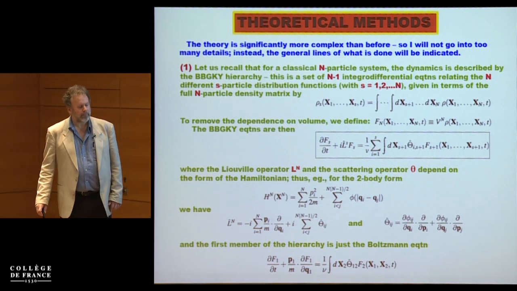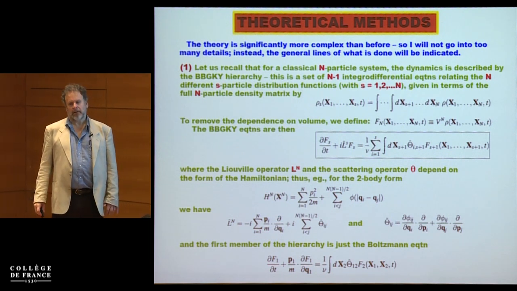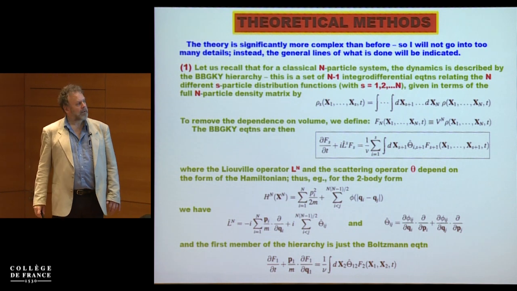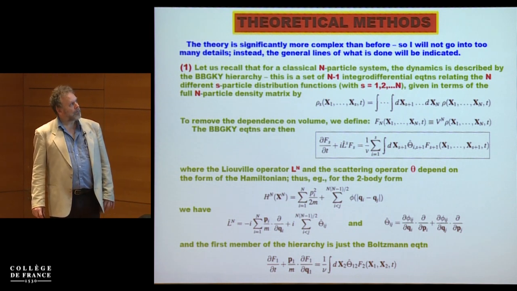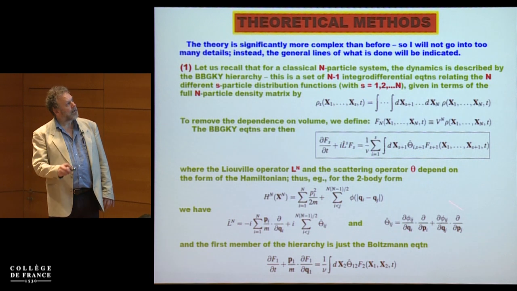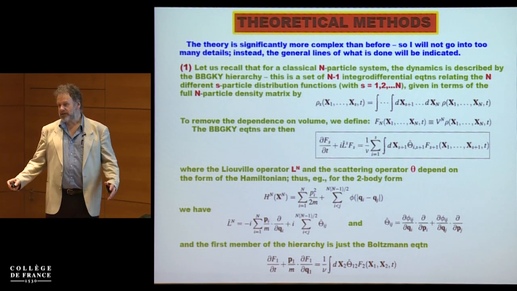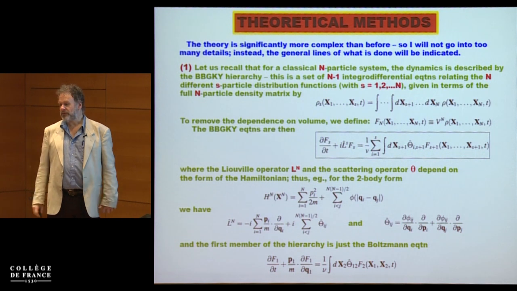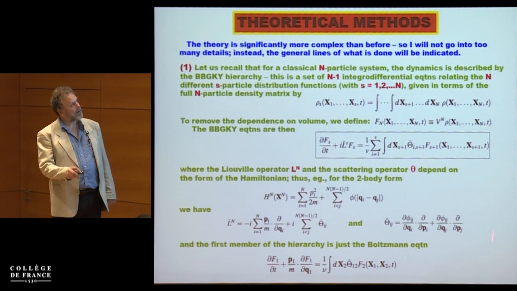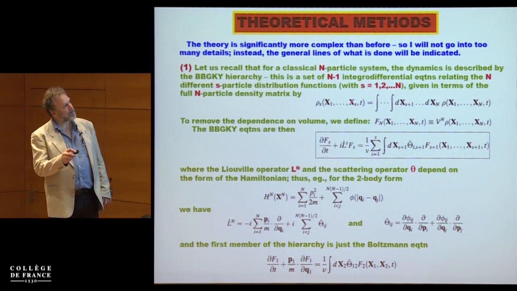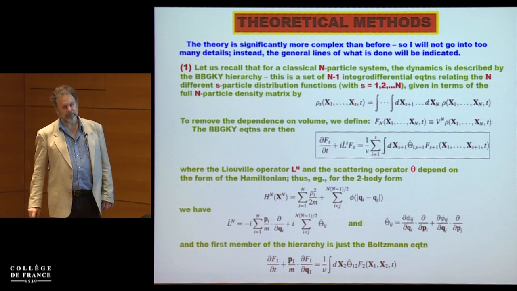This is Bogolyubov, Born, Green, Kirkwood, and Yvon. And what they did was they started, for a classical gas or fluid, with the n-particle density matrix of the system. Well, actually, sorry, this is a classical system, so it's just the probability distribution function. And then you integrate out some of the coordinates to get a reduced distribution function here.